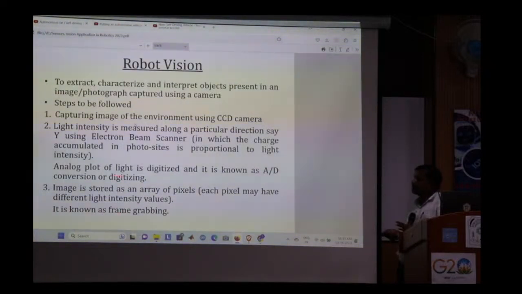Then the analog plot of light is digitized, known as analog to digital conversion. The image is stored as an array of pixels. Like when you take a picture, it is stored somewhere in your memory. It is known as frame grabbing.